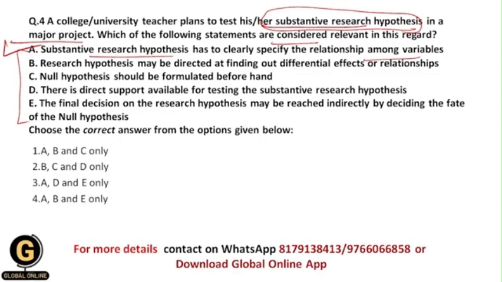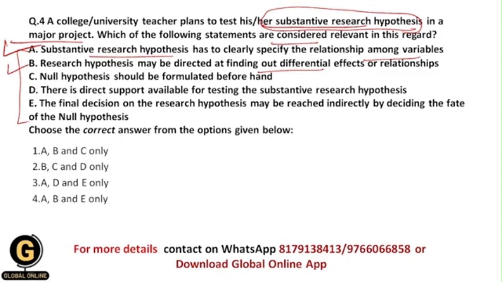Okay, second is research hypothesis may be directed at finding out differential effects or relationships. Okay, again this statement is correct, because research hypothesis should be directed at finding out differential effects or relationships, because this is basically the outcome of our research process, and this is the goal of our whole research.